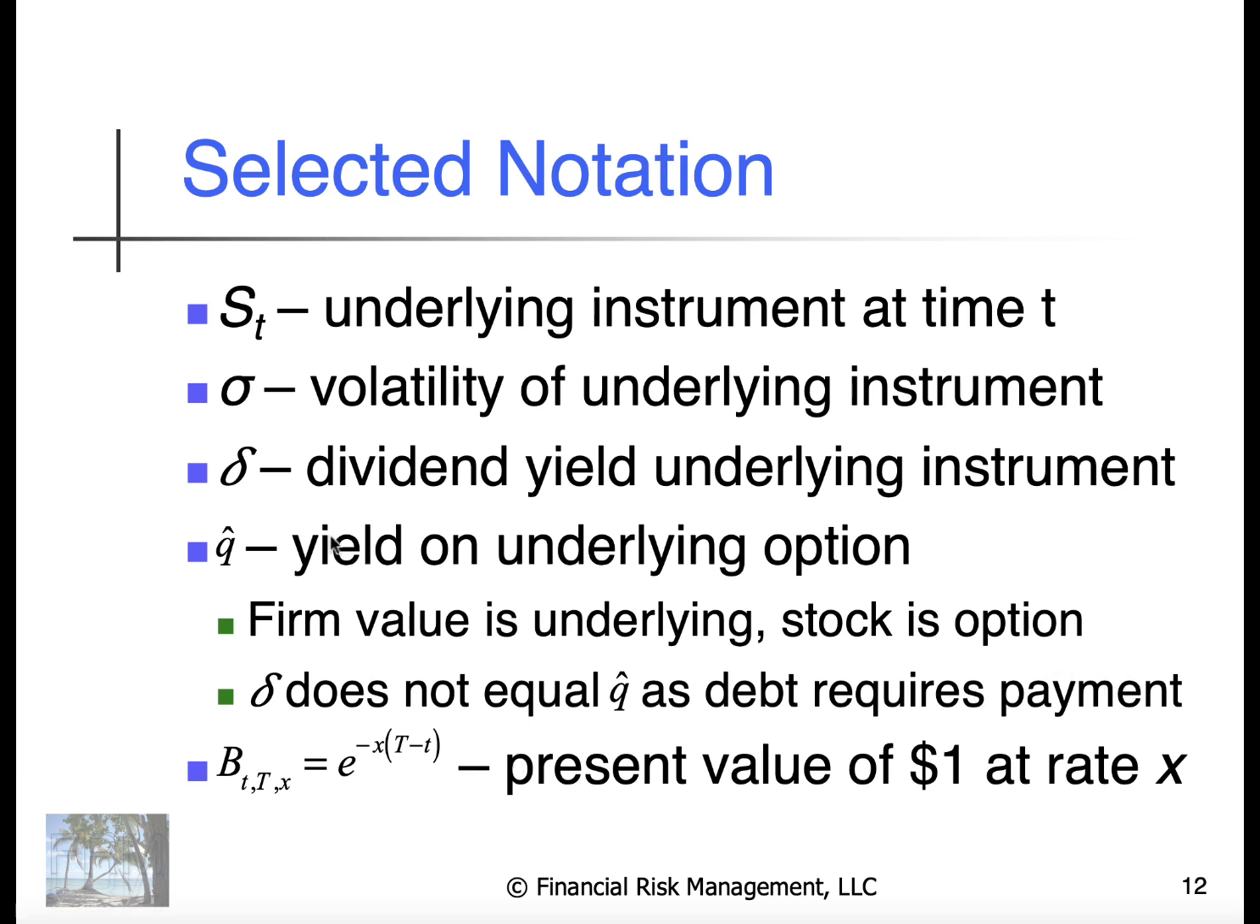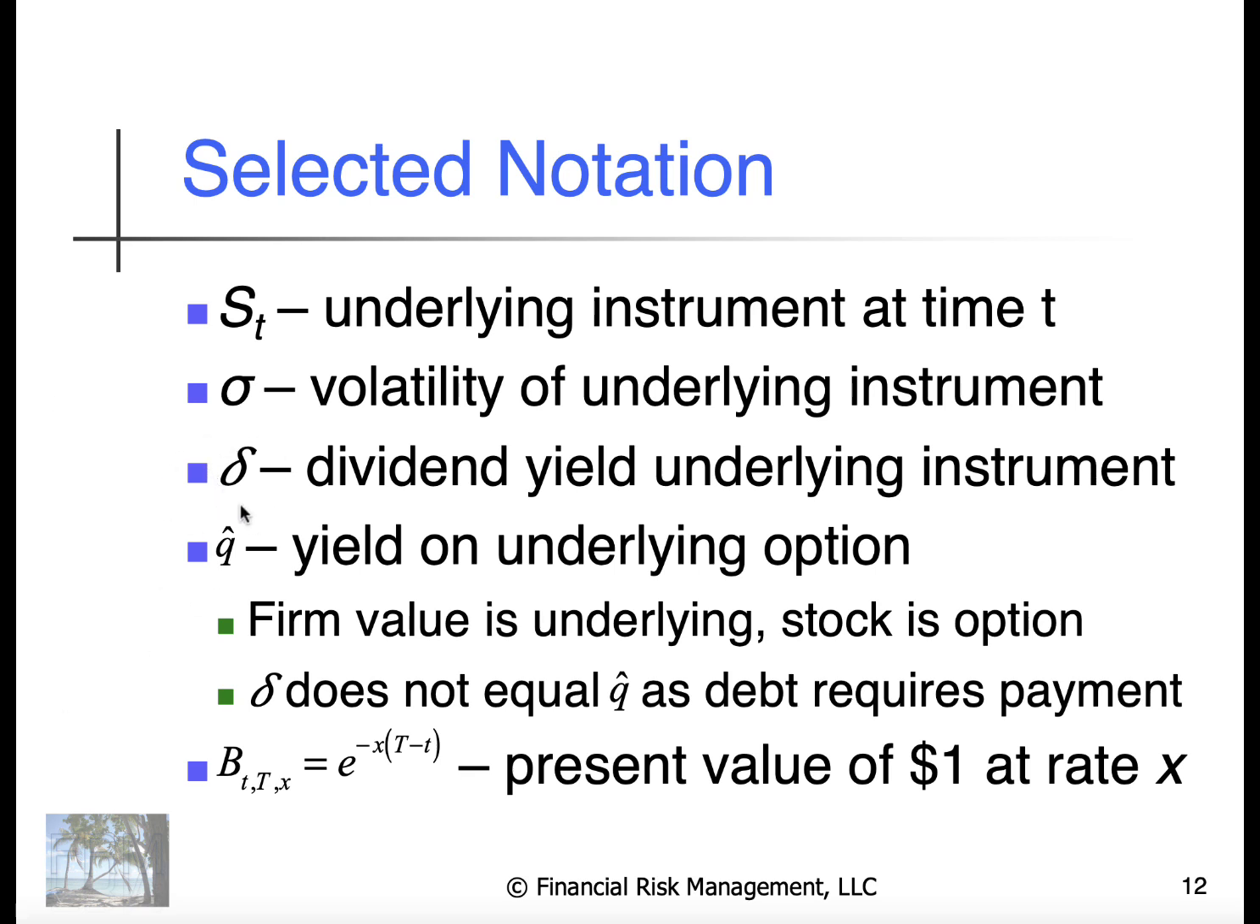And so this Q hat, in the context of a call option on a stock being a compound option, Q hat is the dividend yield on the equity of the firm. Delta is the all-in cash flow yield from owning the firm. So owning the firm, I get both the dividend yield as well as interest on debt. And so these 2 numbers are not the same.